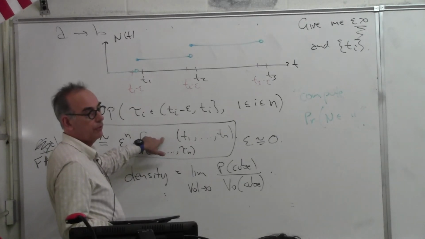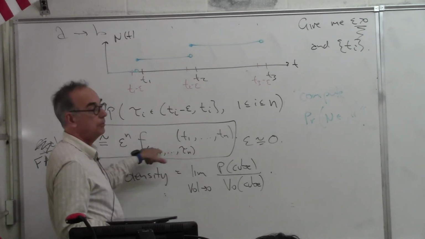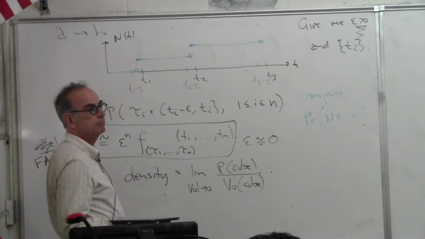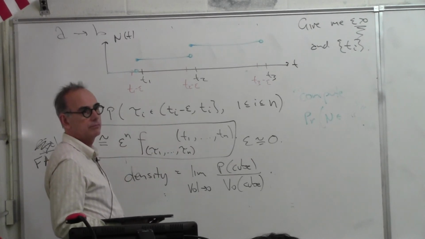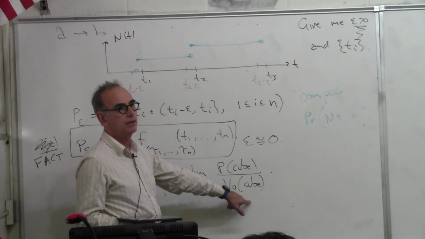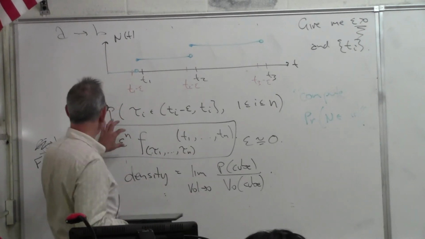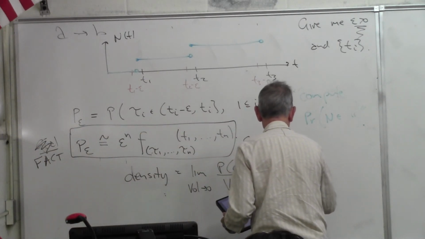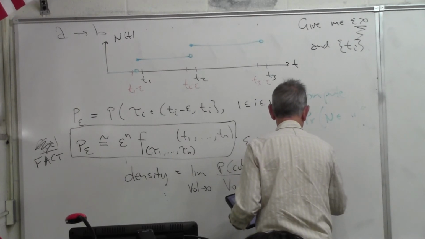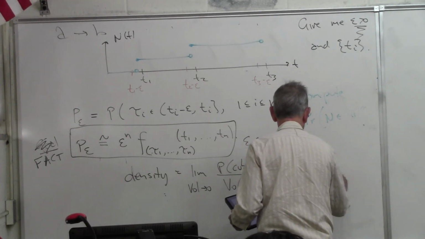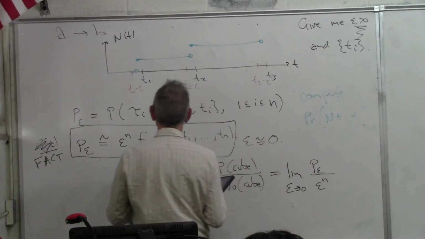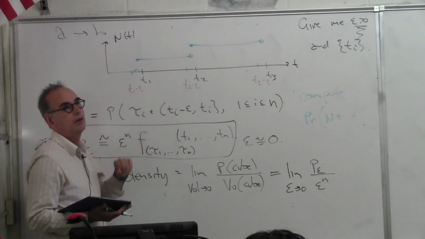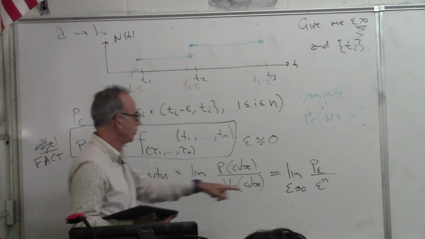Yeah, that's the density for the n-dimensional random vector, tau 1 to tau n. Why is it epsilon to the n? Well, because that's the volume of the cube. So p epsilon, yeah, so this probability is going to be like epsilon to the n, because we look at the probability of being in an n-dimensional cube, and the volume of that cube is epsilon to the n.